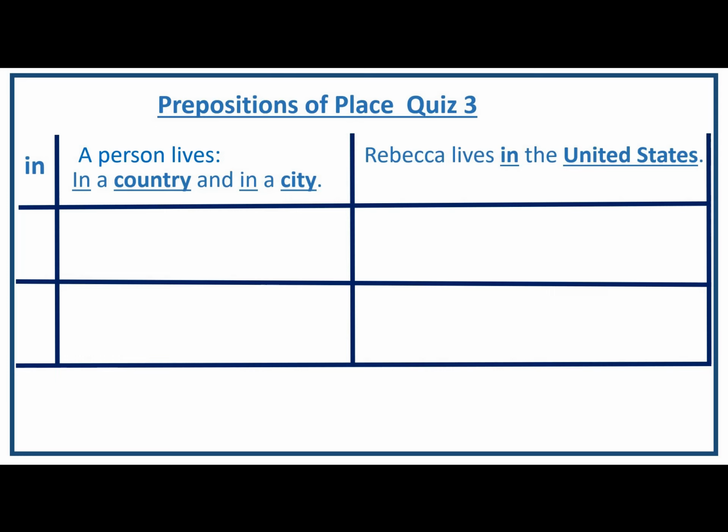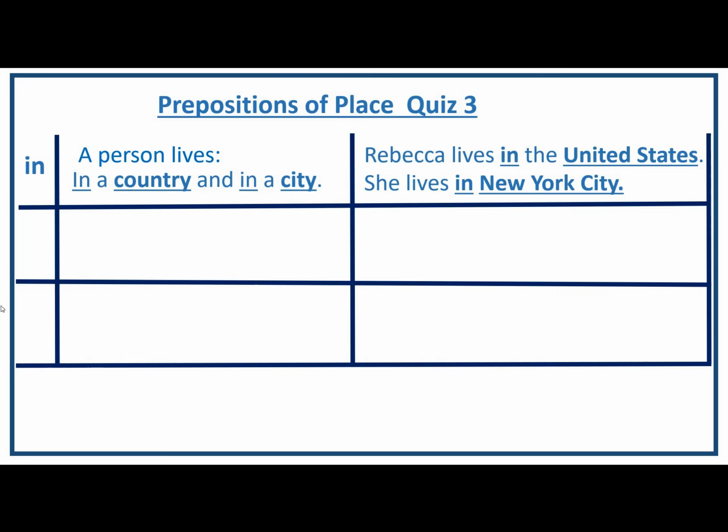As long as a person is staying or living in a certain country, you have to use in. In Denmark, in Finland, in Thailand, alright, use in. And if a person lives in a city, use in. In Baguio City, in Bangkok City, in New York City. So, example here, she lives in New York City, alright? She lives in Manila City.